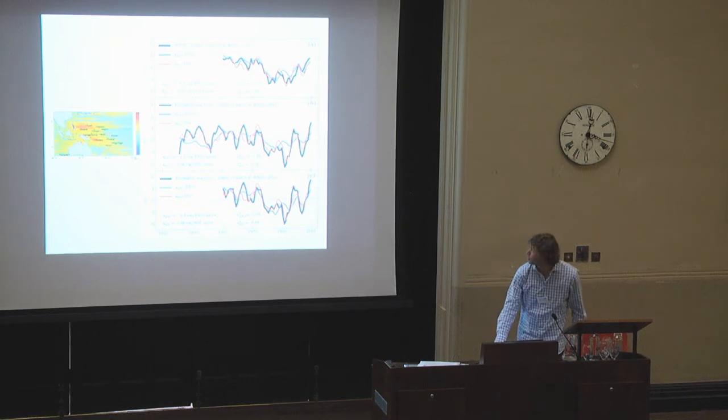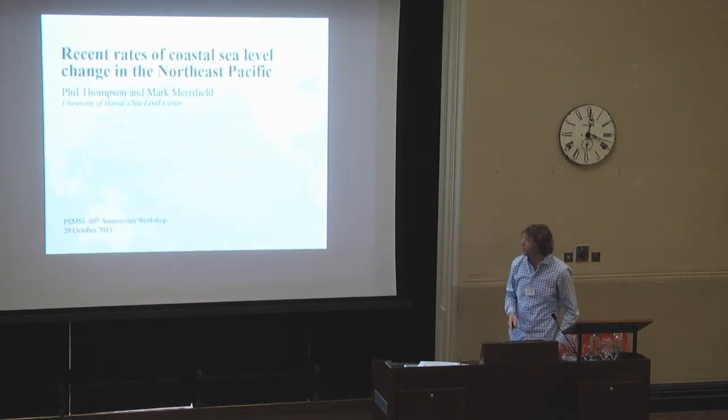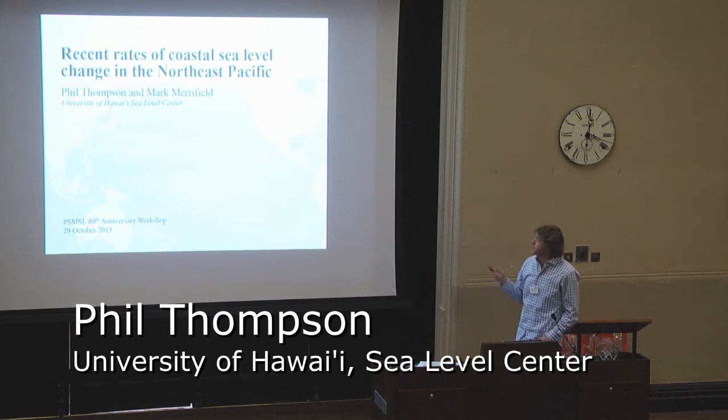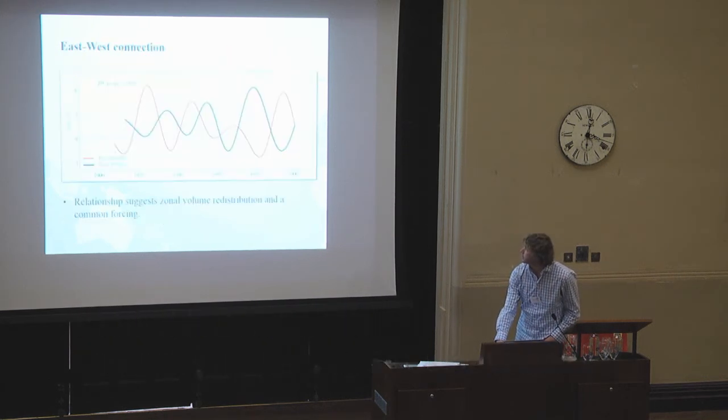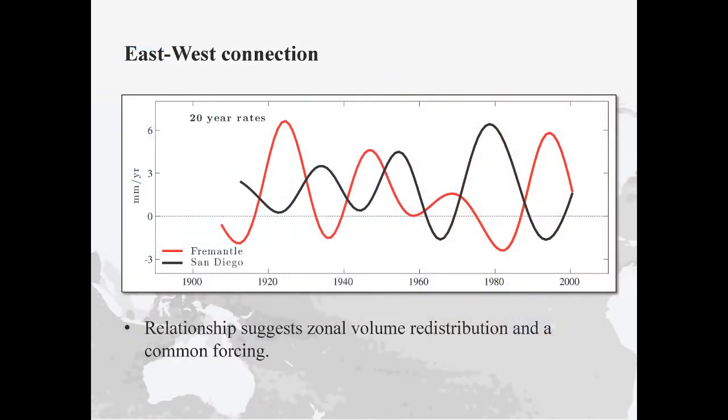Okay, so as Mark just told you, this is kind of Act 2 here. I'm going to talk about recent rates of coastal sea level change in the Northeast Pacific, and I'm going to try to relate that back to what Mark was telling you as well. First, I'm going to show you 20-year rates of change in sea level from Fremantle and San Diego. These are millimeters per year.